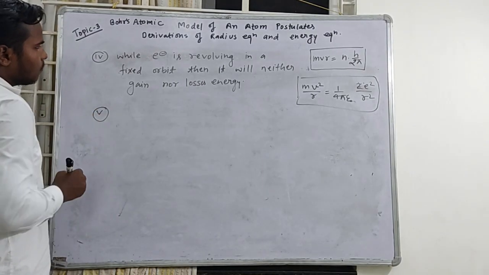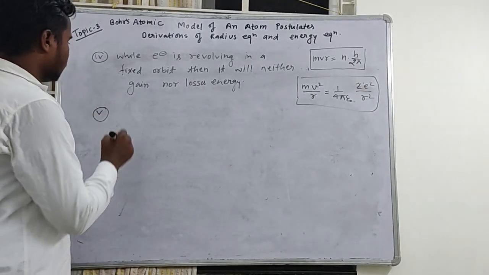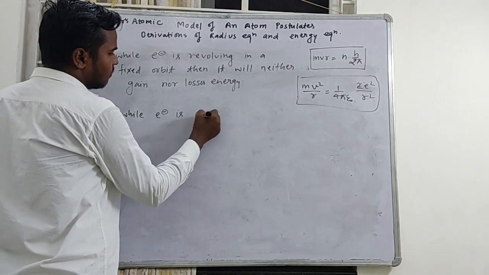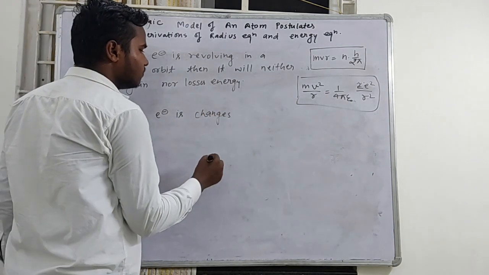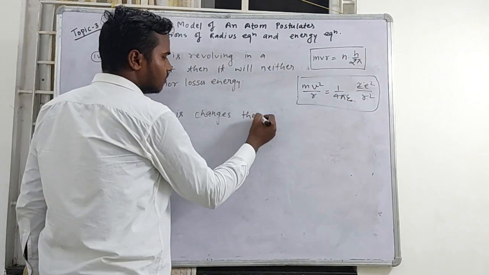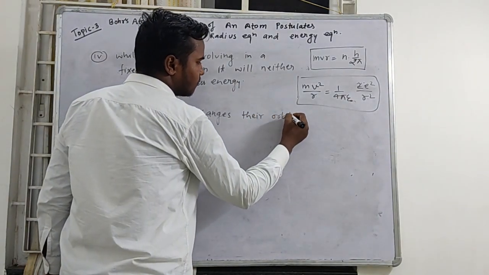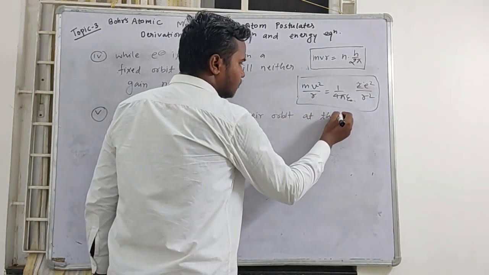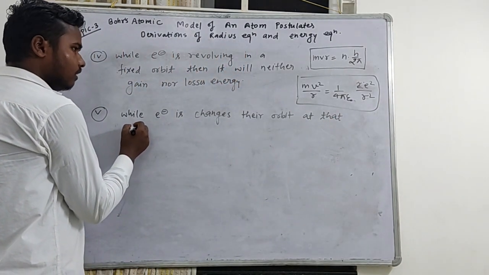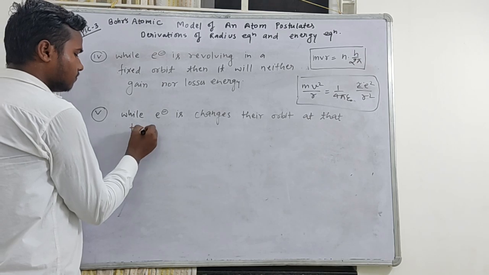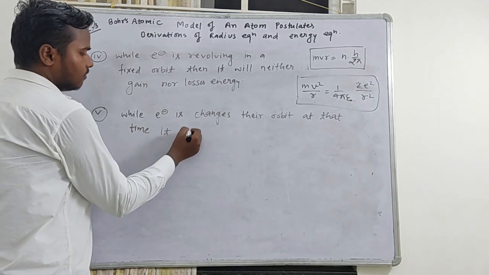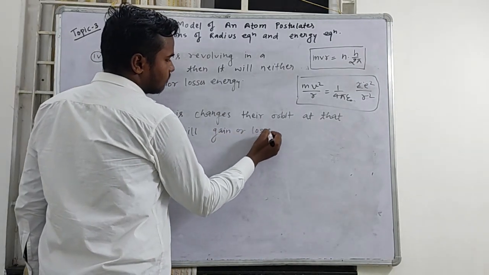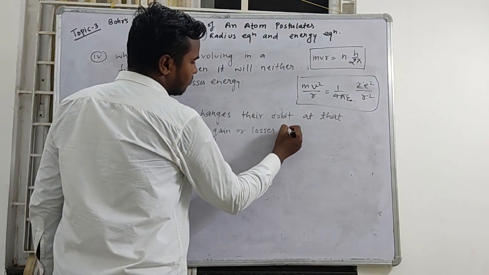And the final postulate of Bohr's atomic model is: while the electron changes its orbit, at that time it will gain or lose some energy.